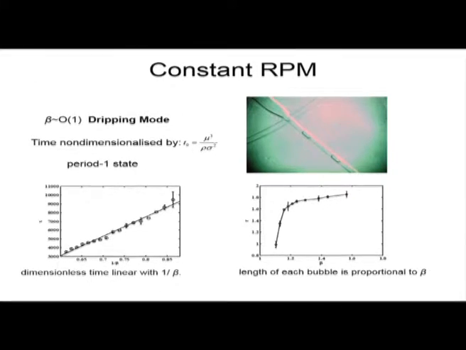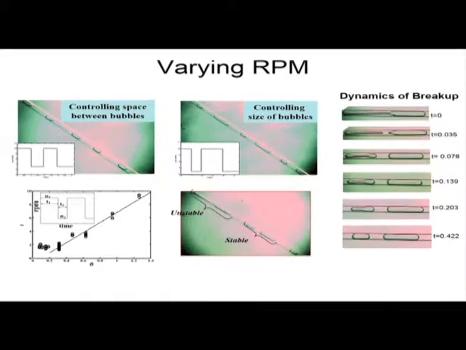We made some experiments, and the dimensionless time for the formation is linear with 1 by beta. Technologically, what is important is the time required to form the bubbles and the length of each bubble. So we parameterized those in terms of the parameter beta. Then we made some experiments where you can see in the inset of the figures that the RPM was varied as a function of time, like a square wave for example. So by varying RPM you can control the space between the bubbles and the size of the bubbles.